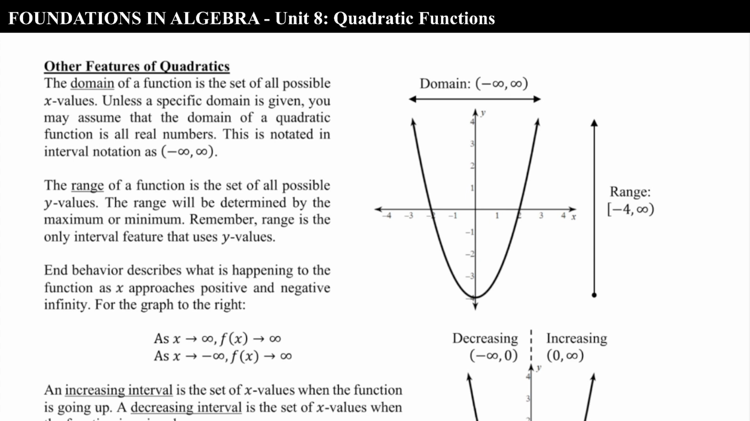Now, there are some other features of quadratics that we do need to discuss. Bear with me here. There is a lot of wording here, but I'm going to mainly describe these things using the graph on the right here. So let's look at this first graph on the right. The domain of a function is the set of all possible x values. So your domain, you're going to be looking left to right, and you're going to be looking at all the possible x values we have. Unless a specific domain is given, you may assume that the domain of a quadratic function is all real numbers.